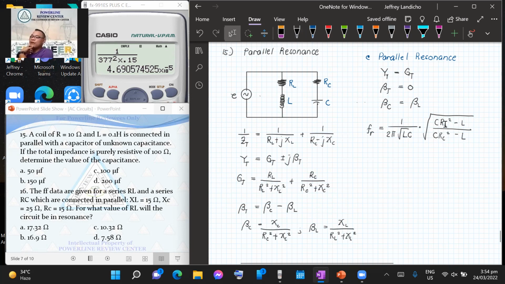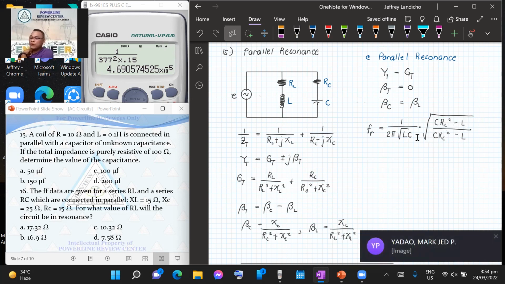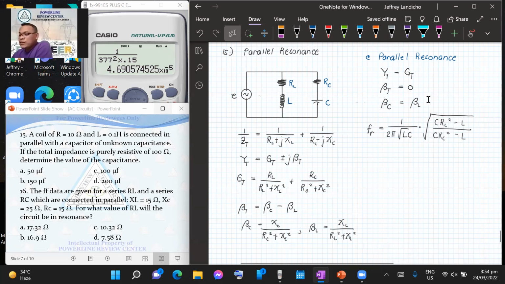So kung wala tayong RL at RC, so 0 ito, negative L over negative L, positive 1, square root of 1. So, ito lang yung matitira natin. So, this is actually the general formula. It's solving for the resonance frequency for parallel circuit. So, this would be the frequency at which these two will become equal.